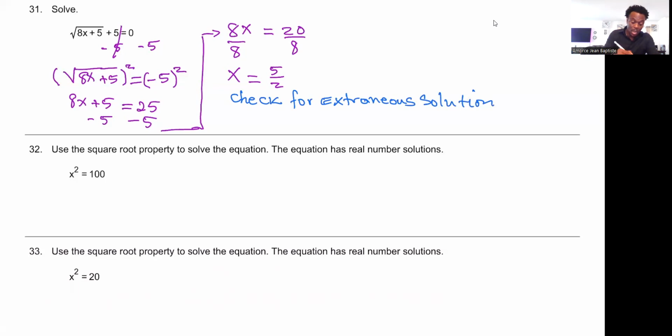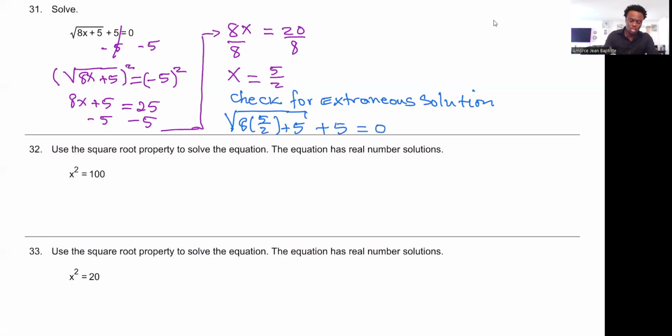Okay, and then now I can plug in x equals 5/2 in the previous equation, which is the square root of 8 times the x value 5/2, plus 5, plus 5 again on the outside of the radical is expected to be 0.